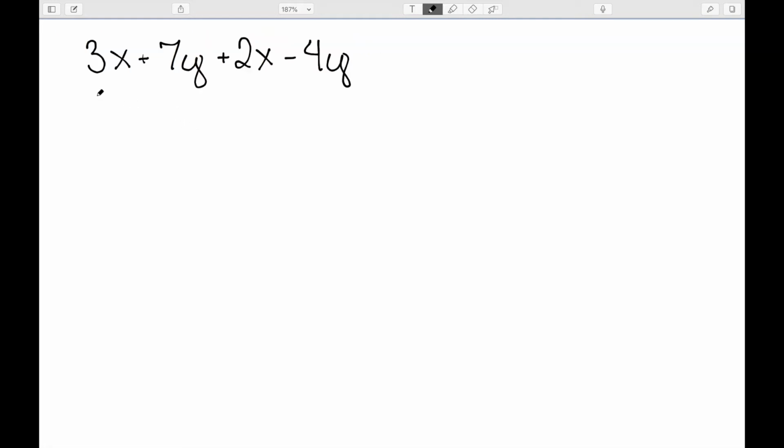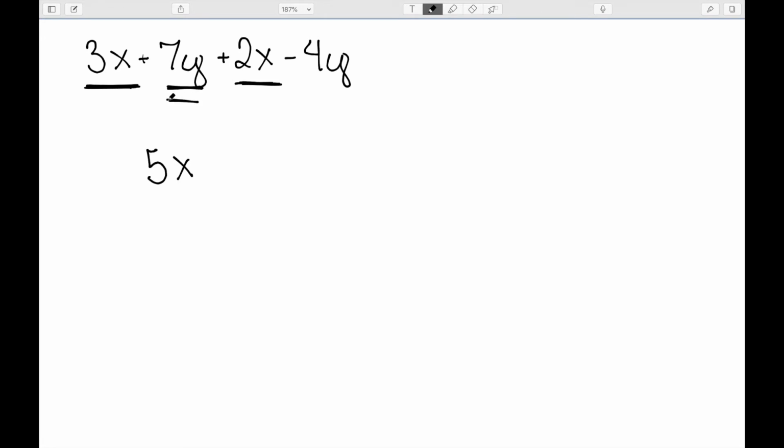Let's consider this algebraic expression here, 3x plus 7y plus 2x minus 4y. We do need things to be like terms. So we have a 3x and a 2x. Their variables are the same. So we can add the numbers in front. 3 plus 2 is 5.